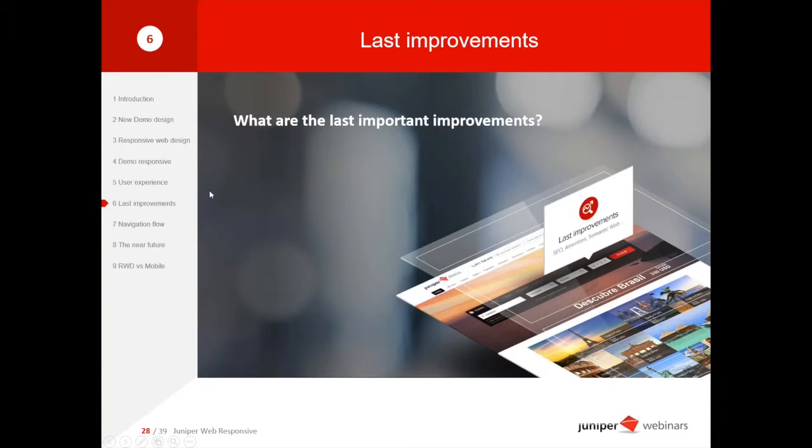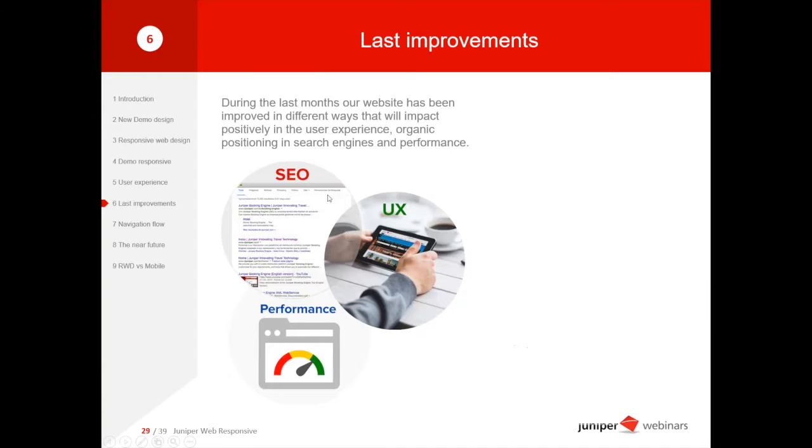Okay, and that's all for this point of user experience. The next one is to talk about last improvements. What are the last important improvements that we have in our demo? So during the last month, our website has been improved in different ways that will impact positively in the user experience, organic positioning in search engines, and performance. This is basically the 3 images that you can see here.